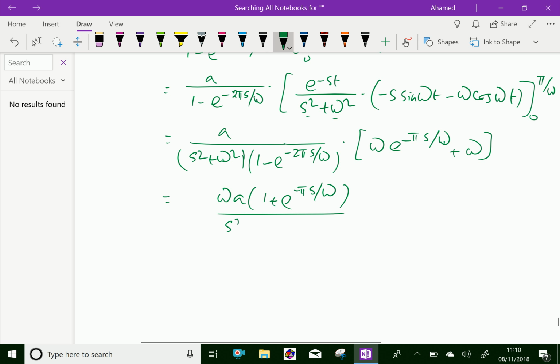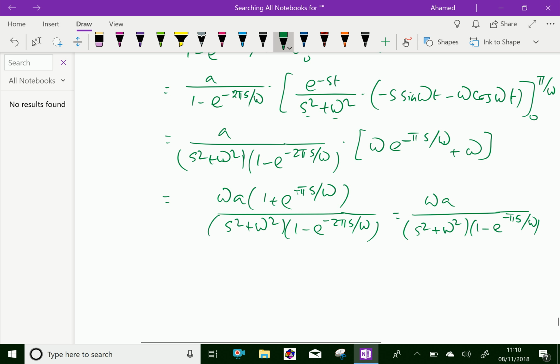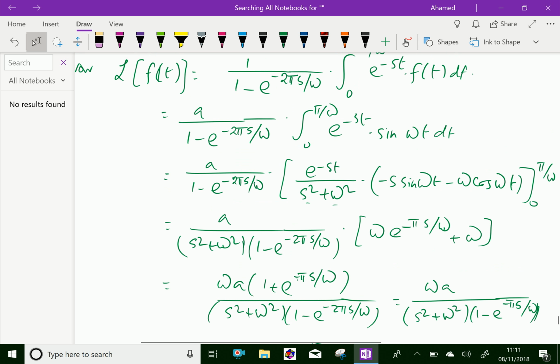By simplification you are getting omega a over s square plus omega square into 1 minus e power minus 2 pi s over omega, which is equal, we cut one factor off, we'll get here omega a over s square plus omega square by simplification into 1 minus e power minus pi s over omega. This is the Laplace transform of the half sine wave rectifier.